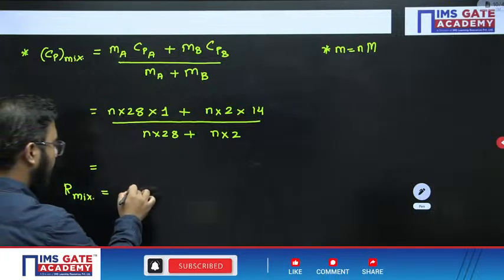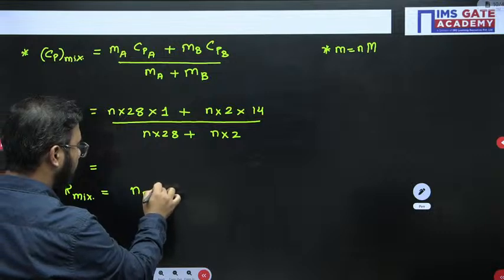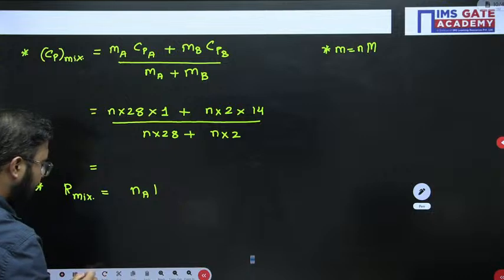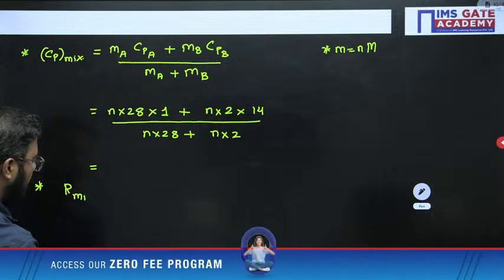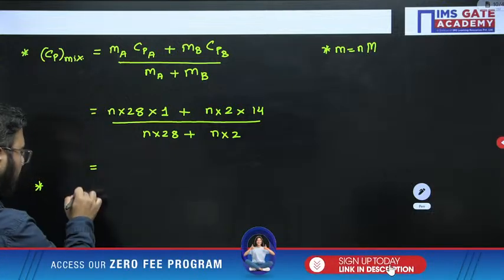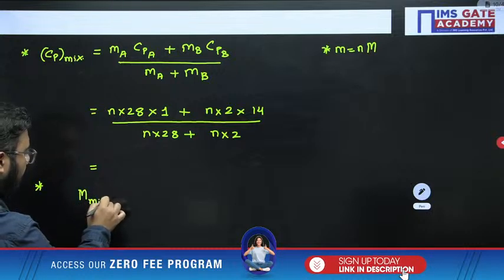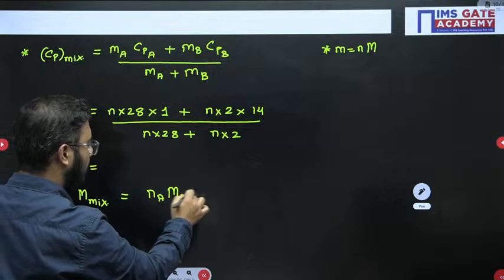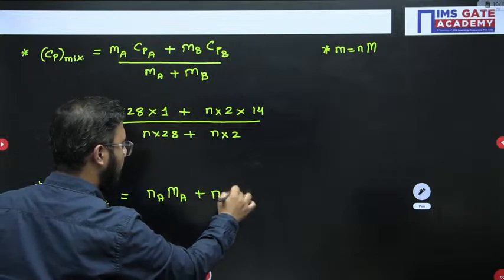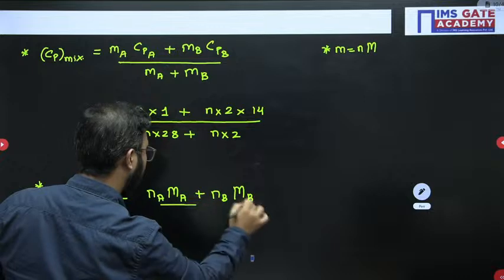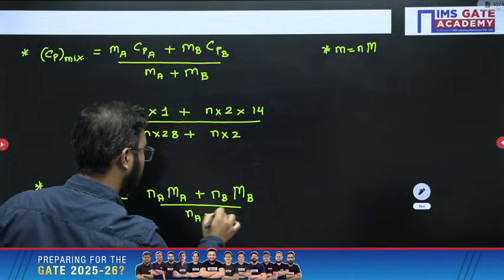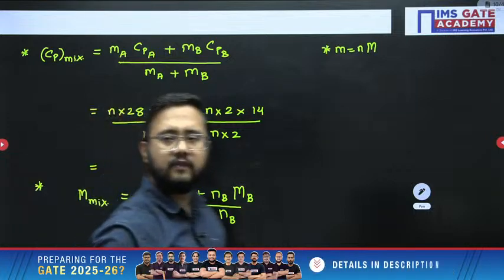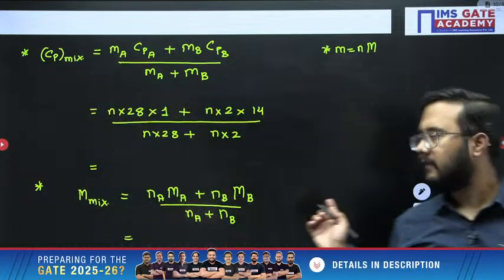How to calculate? Na multiplied by molecular weight, okay. Basically, first of all, in order to get R mixture, you will calculate the molecular weight of the mixture directly. Molecular weight of the mixture will be Na Ma plus Nb Mb divided by Na plus Nb, right, like this. So you will put all those values here, and you will get the answer here, right.